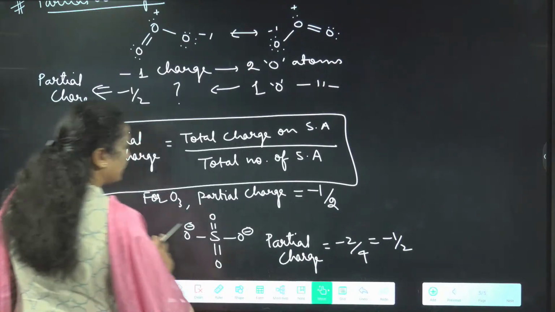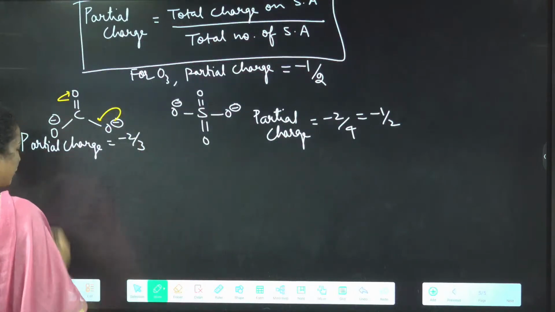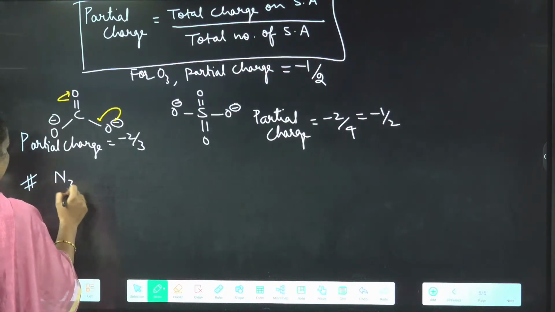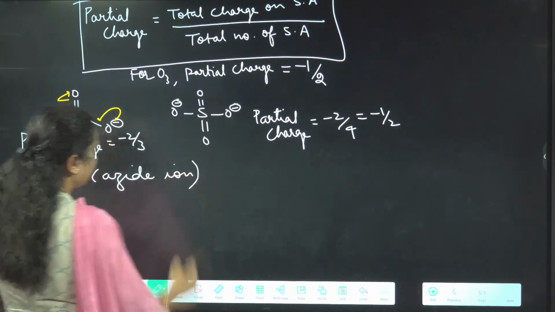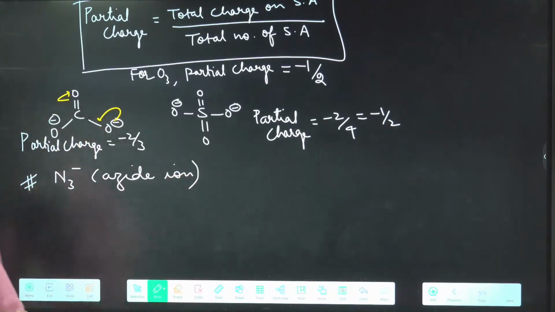Yes? Now I'll ask you to make the structure for N3 minus, which is the azide ion. Please give it a try. Like the way we have drawn for O3, please give it a try for N3 minus. And then I'll discuss it. Don't worry about it. Please give it a try.